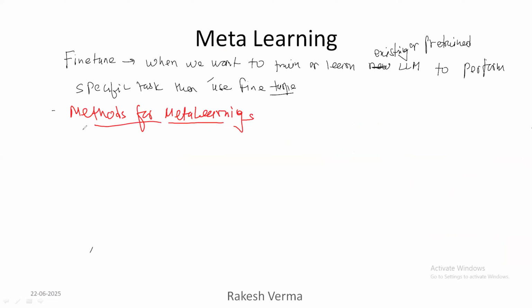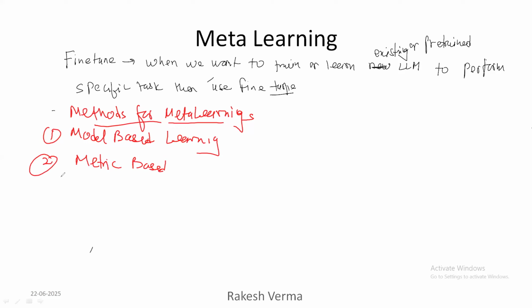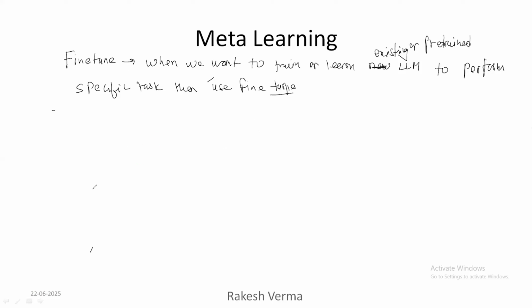First, model-based learning. Second, metric-based learning. And third, optimization-based. So generally there are three methods used in meta learning, and each one is used in a different context. So this is some overview about meta learning.